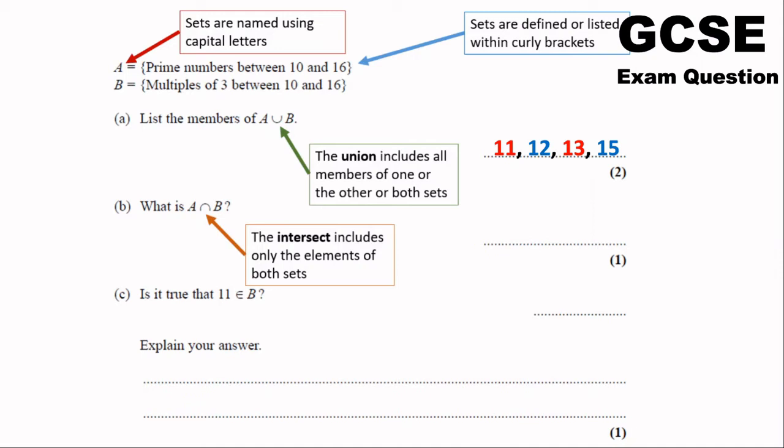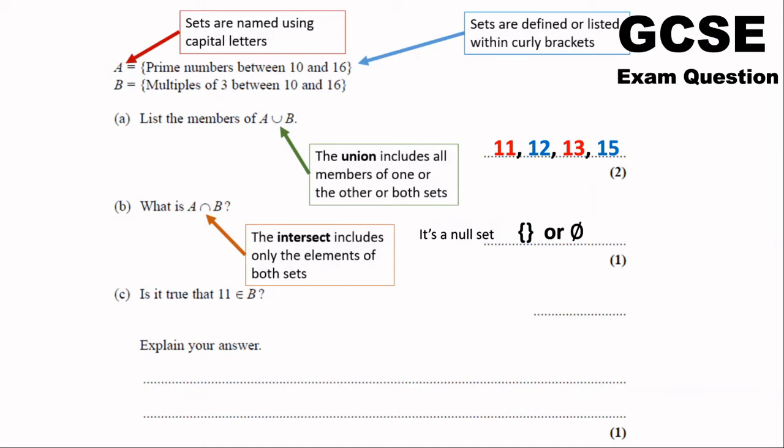Now in this case, as we've just seen, there are no prime numbers which are also multiples of 3 between 10 and 16. So what should we put for this answer? Remember, it's a null set, so we could put either one of these symbols. Either we can put those curly brackets with nothing in between them, or we could put a 0 with a line through it, which represents the null set or the empty set.